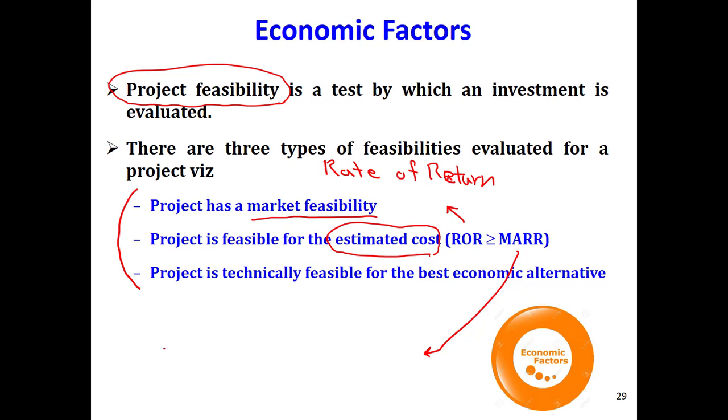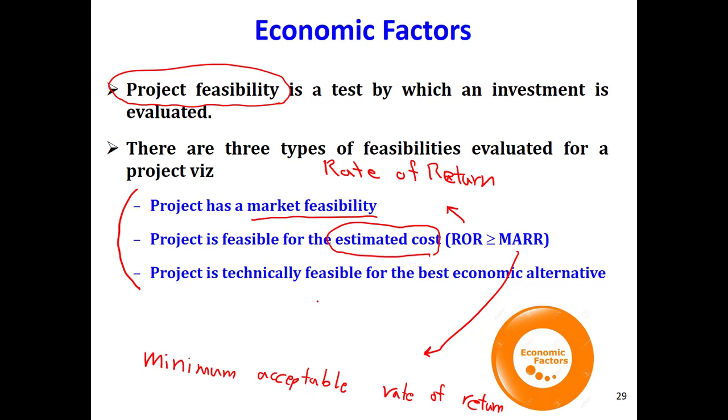And MARR is a minimum acceptable rate of return. Minimum acceptable rate of return. Okay, when we are evaluating the feasibility of a project, we have to make sure that the rate of return will be bigger than the minimum acceptable rate of return.